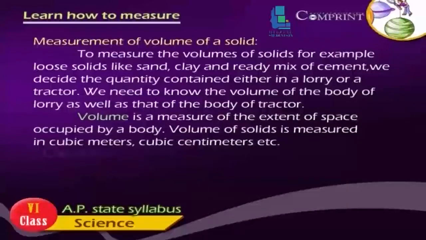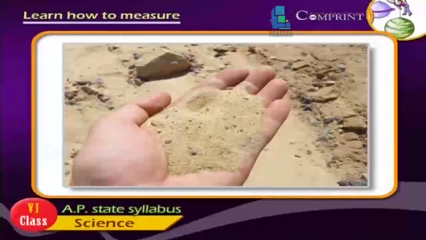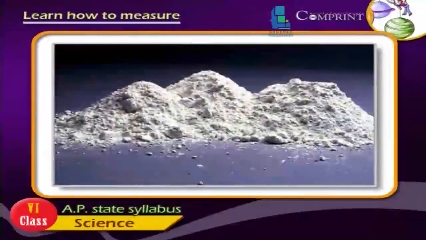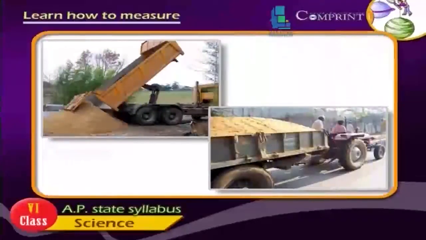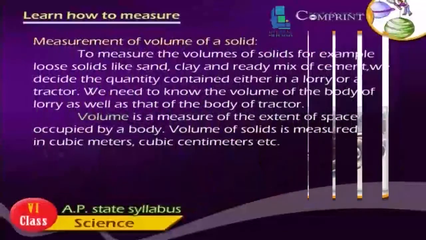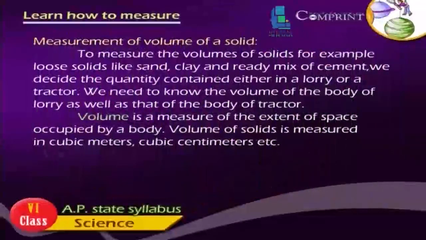Measurement of volume of a solid. To measure the volumes of solids, for example, loose solids like sand, clay and ready mix of cement, we decide the quantity contained either in a lorry or a tractor. We need to know the volume of the body of the lorry as well as that of the body of the tractor. Volume is a measure of the extent of space occupied by a body. Volume of a solid is measured in cubic meters, cubic centimeters, etc.